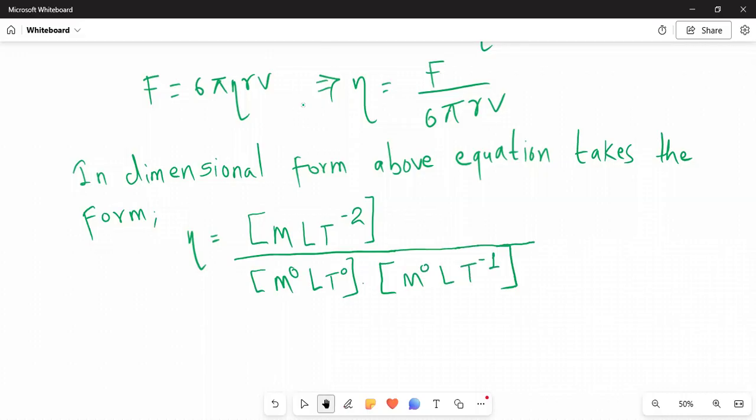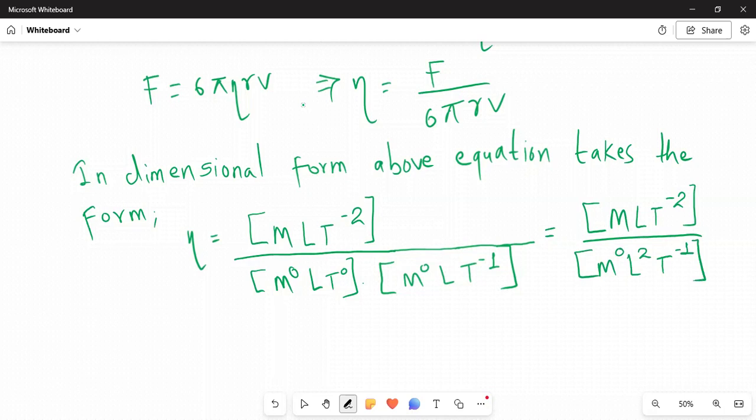On solving this we get eta equal to M L T^-2 over M^0 and M^0, M^0, L^1 and L^1, L^(1+1), 2, T^0 and T^-1, T^-1. Therefore eta equals M^(1-0), which is 1, L^1 in the numerator and minus 2 from the denominator, so L^(1-2), L^-1, and T^(-2+1), that becomes T^-1. This is the dimensional formula of coefficient of viscosity.